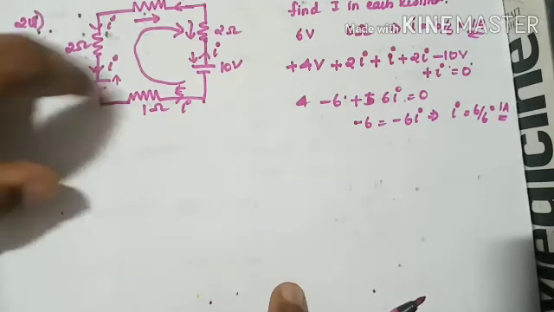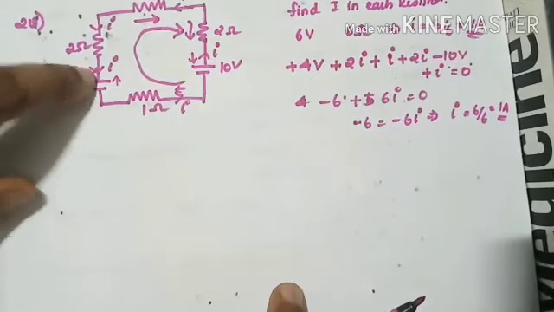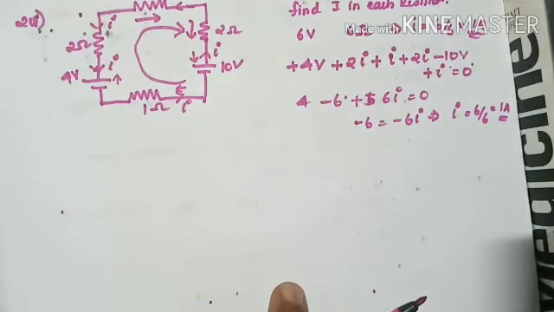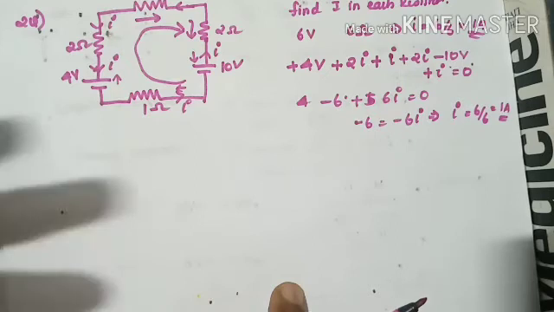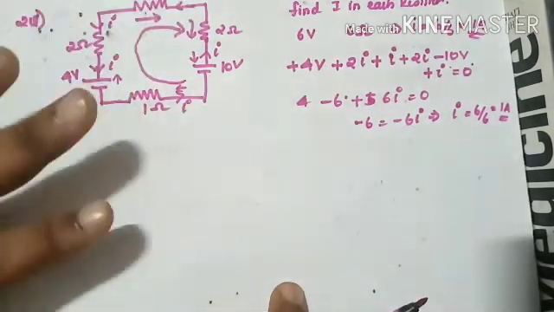I want to make the 4 volt source the hero. That means I want this current I to flow from the 4 volt source. Write the equation by yourself. I will write it as it is. Now we'll see how to write it, but I will not explain it, guys. Okay.